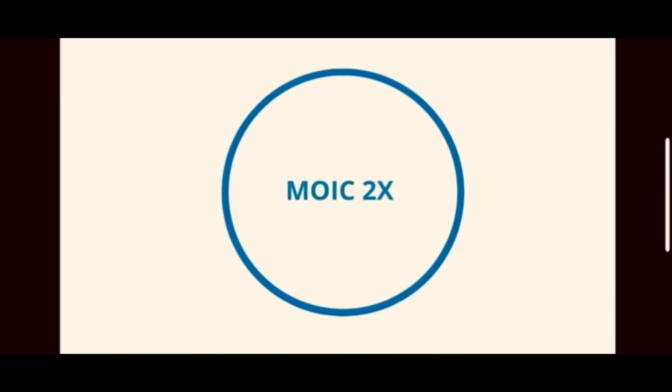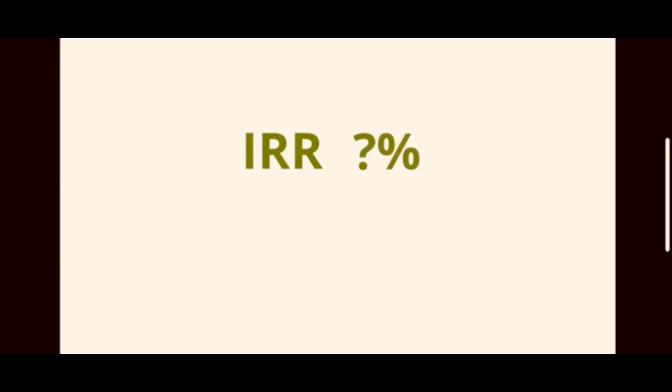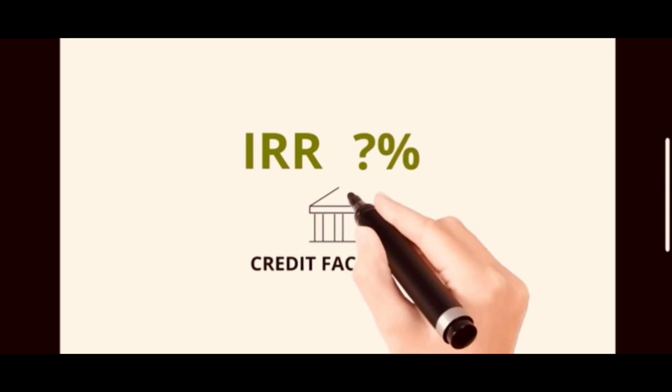In the case of MOIC, a return of 2x sounds lucrative, but the question is, how long did it take to achieve a 2x MOIC? 2 years? 5 years? 10 years? In the case of IRR, its calculation can be impacted by the use of credit facilities.